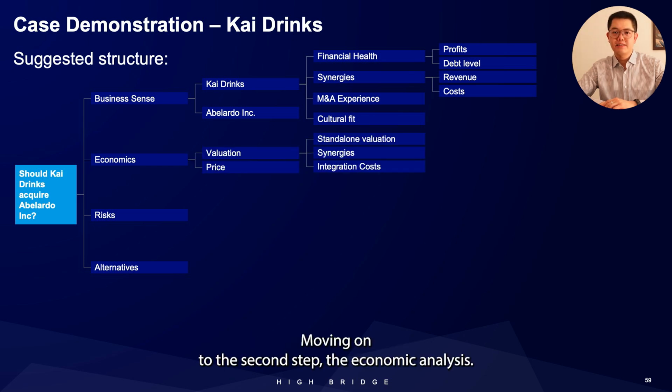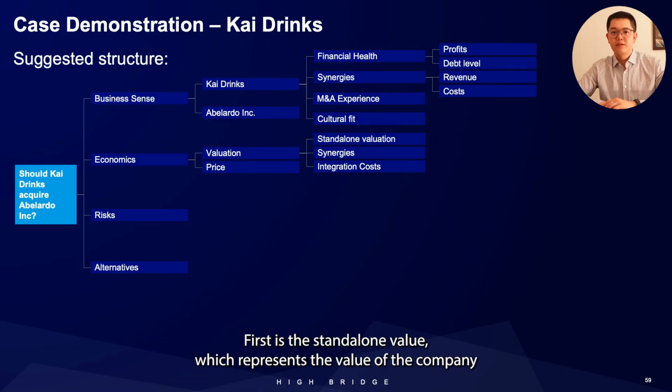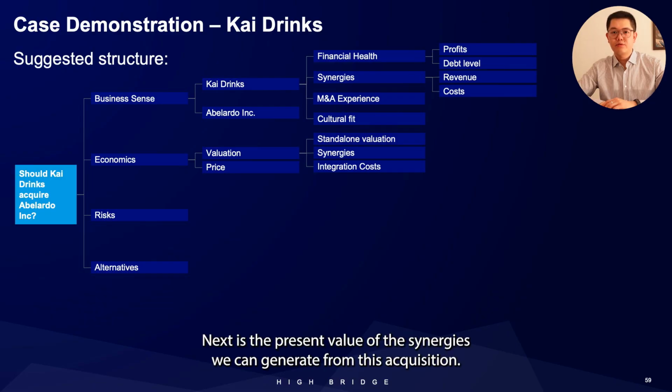Moving on to the second step, the economic analysis, I will primarily compare the acquisition price with the valuation of acquiring Abelardo for our client. When considering the valuation, there are 3 components we should consider. First is the standalone value, which represents the value of the company itself. Next is the present value of the synergies we can generate from this acquisition.